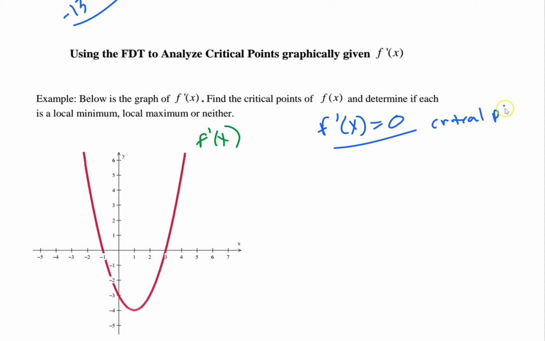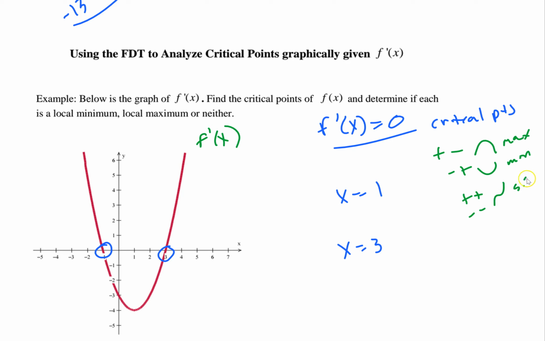So let's look at that first. So here's my critical point right here, negative 1, and right here at 3. Those are my critical points. Now, is it a max or min? Remember the way that works, right? If you go from positive to negative, it's a max. If you go from negative to positive, it's a min. If it doesn't switch, then it's a stationary inflection.